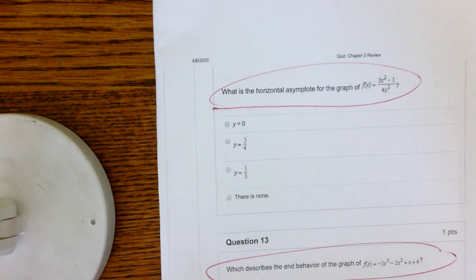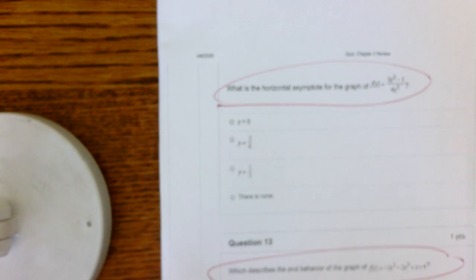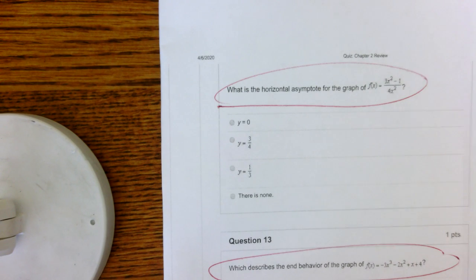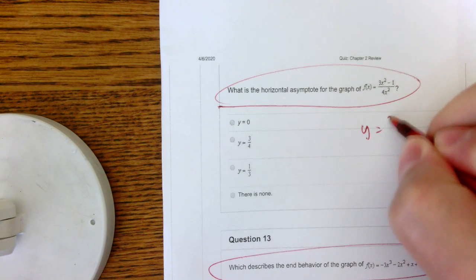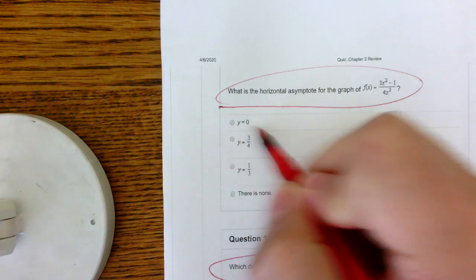All right, question 12. What is the horizontal asymptote? Again, the degrees are the same. You can graph it to see as well, but since the degrees are the same, the horizontal asymptote is going to be found by dividing the coefficients.